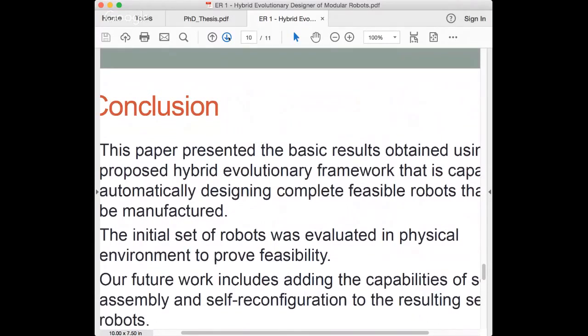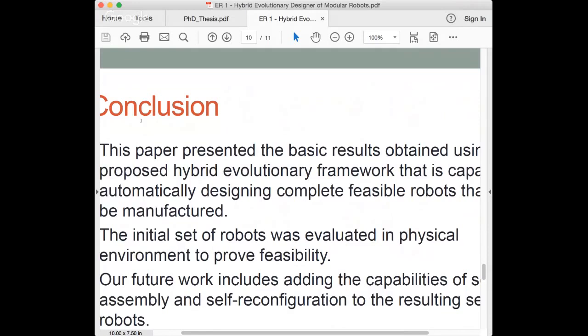All right, so we will conclude now. This paper, a research paper that will probably be available on IEEE in the next couple of months, presented the basic results obtained using our proposed evolutionary designer that is capable of automatically designing complete feasible robots. It yields the design and we attach it by hand for now.